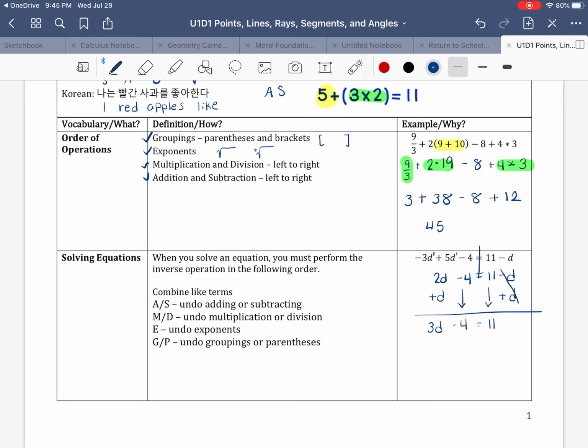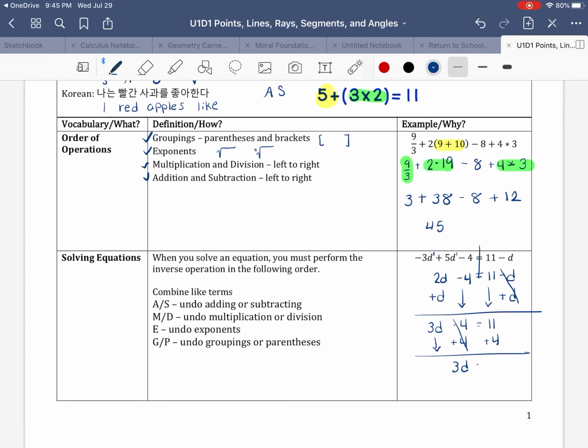Now, I have all of my variables on one side. Then, again, we're isolating that variable. So, we have a minus 4. The opposite of a minus 4 is to add 4 to both sides. Negative 4 plus 4 becomes a 0, so they cancel out. We don't have any more.